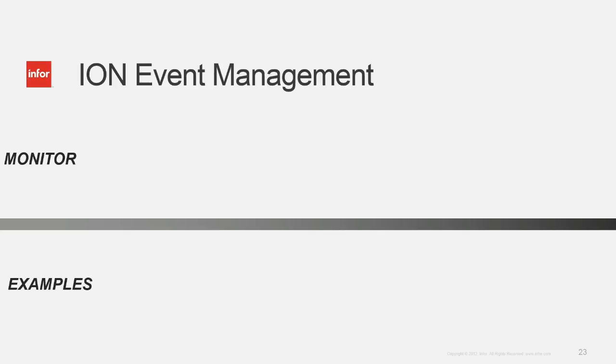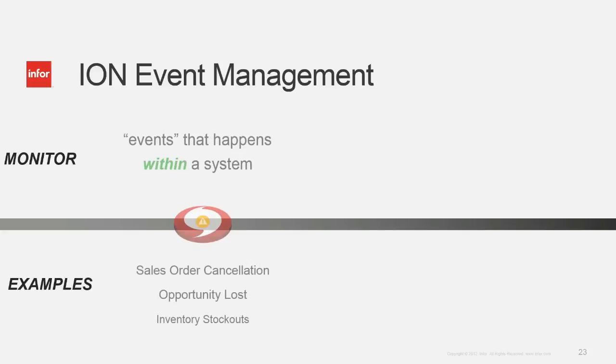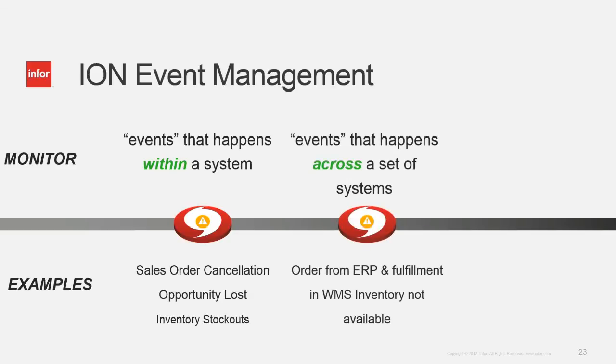So lastly is event management. Event management is a little different than workflow. It's more based on the concepts of, as data is being published and consumed, ION monitors the actual data elements and helps you manage and look at exceptions. So it's based on events that can happen within the system, canceling a sales order, canceling a PO, we scrap out a certain amount. Anything that's getting published as business document and data, we can actually monitor and look for conditions. It can also have things that happen across a set of systems.